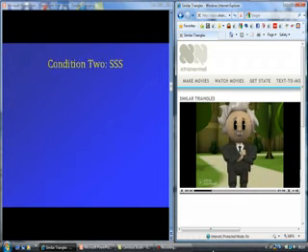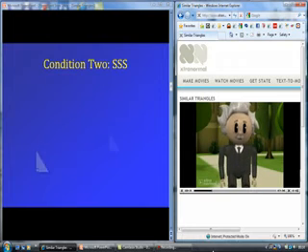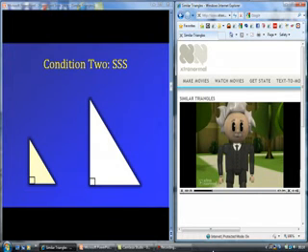Secondly, if all pairs of corresponding sides of two triangles are in the same ratio, then both triangles into consideration are said to be similar. Let us follow an example to illustrate this better.